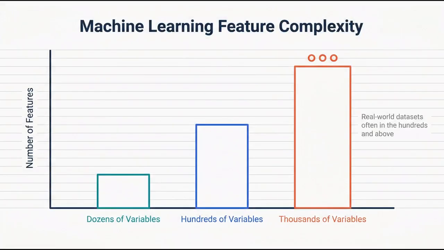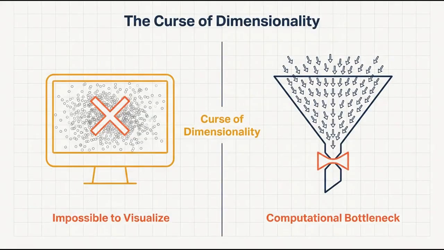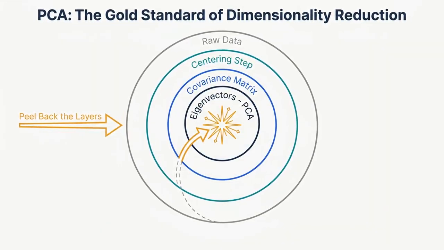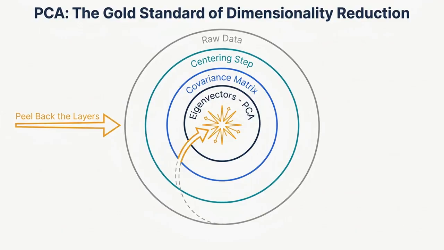When you work with machine learning, you will regularly encounter datasets with dozens, hundreds, or even thousands of variables. Visualizing this data directly is physically impossible, and training models on it leads to severe computational bottlenecks. This challenge is known as the curse of dimensionality. To overcome it, we use dimensionality reduction, and PCA is the undisputed gold standard.